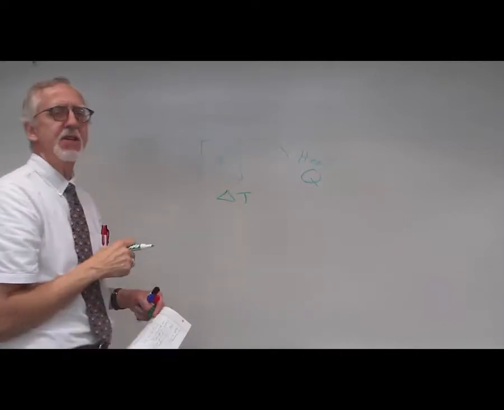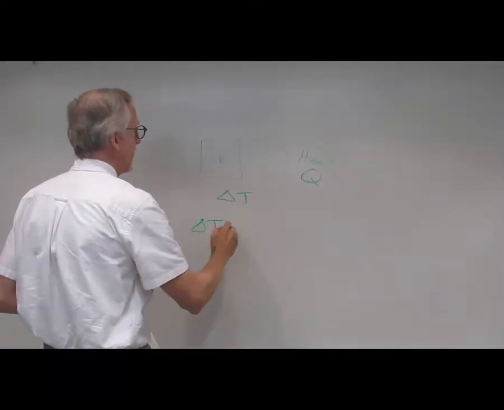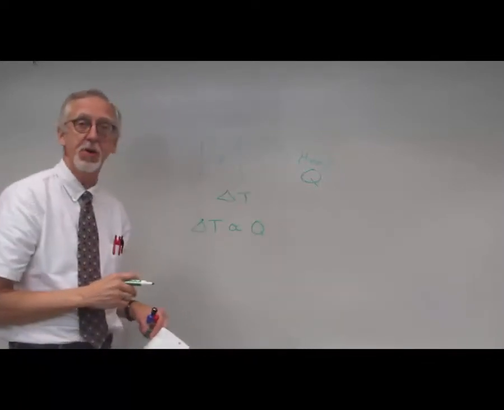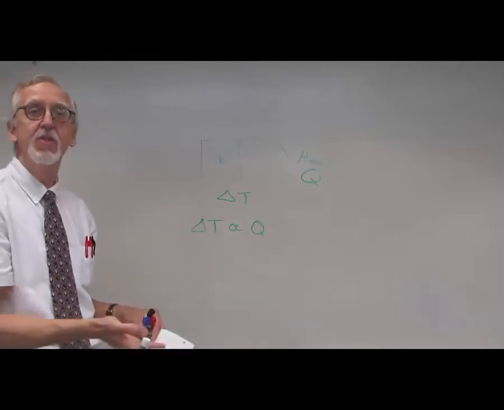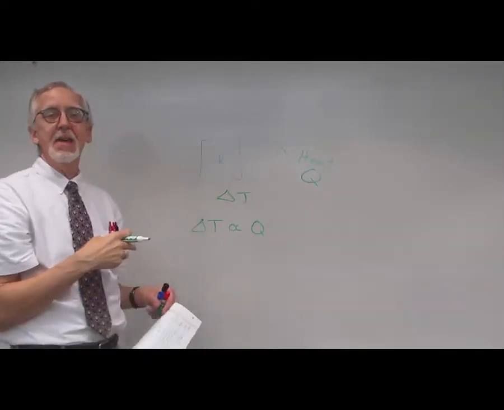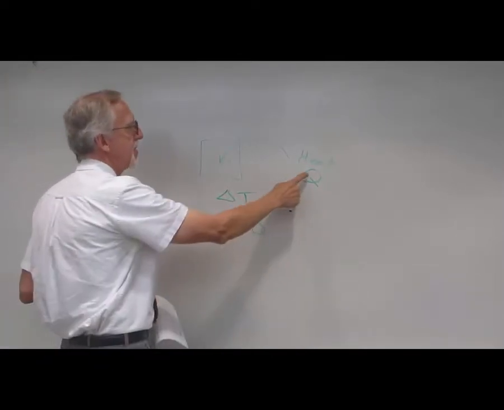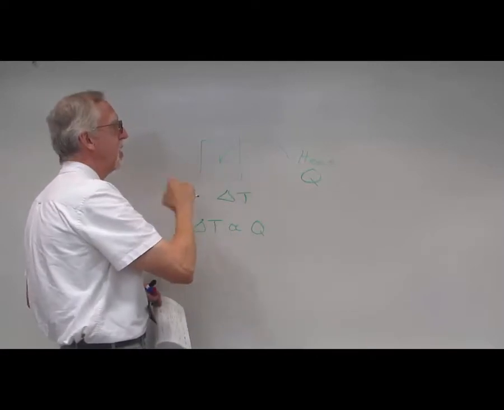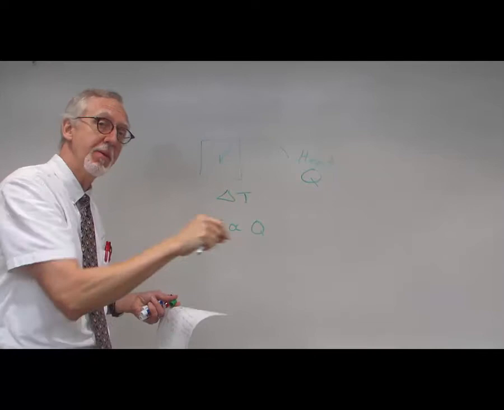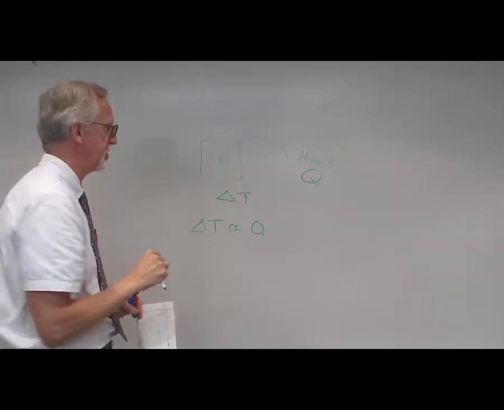How much change in temperature do we expect? Well, the amount of temperature change we would expect to be proportional to the amount of heat that we put in. The more heat added, the more the temperature goes up. The larger this thing is, the less temperature change we would expect. If we added some energy to a small object, we would expect maybe a big temperature change. If we added the same amount of energy to a much, much larger object, we would expect a smaller temperature change.